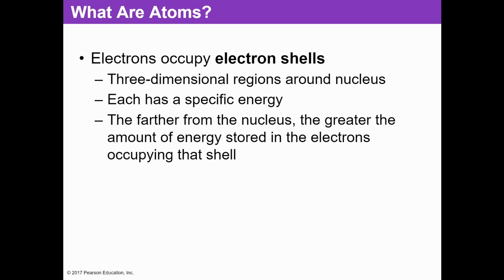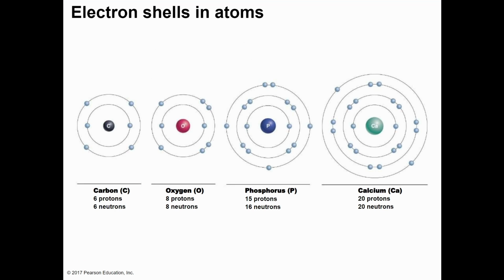They give atoms a three-dimensional shape, they're in three-dimensional regions around the nucleus, and each level or orbital has a specific energy. And as you move farther away from the nucleus, the electrons have a higher amount of energy that is stored. So for example, here, carbon, we can count them, has 1, 2, 3, 4 electrons in its outermost energy shell or orbital, and only 2 in the first one.